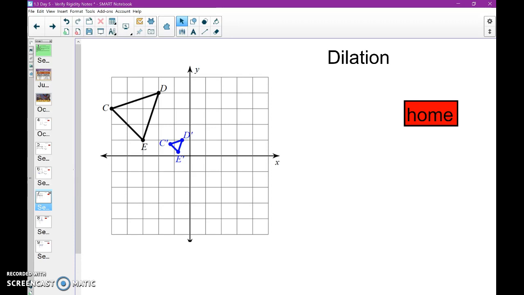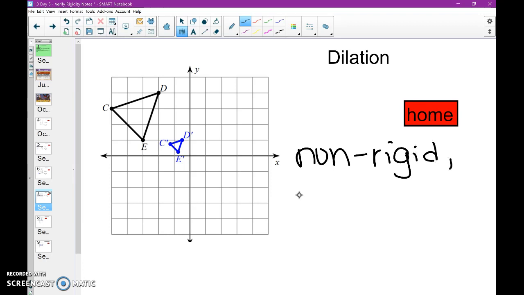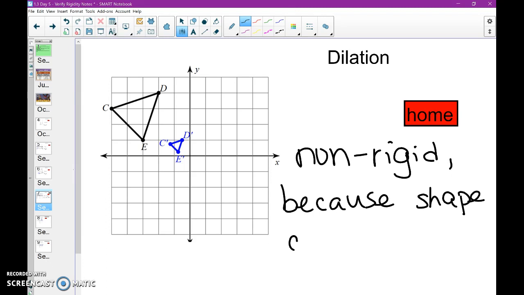So dilation in math means that the picture is either going to get bigger or smaller. Now think about rigid motion. We said rigid motion means it doesn't change the shape itself. It just changes where it is on the graph. Is this shape the exact same size and shape as this one? No, obviously not. This one is definitely bigger and then shrunk down when it was dilated. So this is non-rigid. Why is it non-rigid? Because the shape gets smaller. Okay, so that's a dilation.